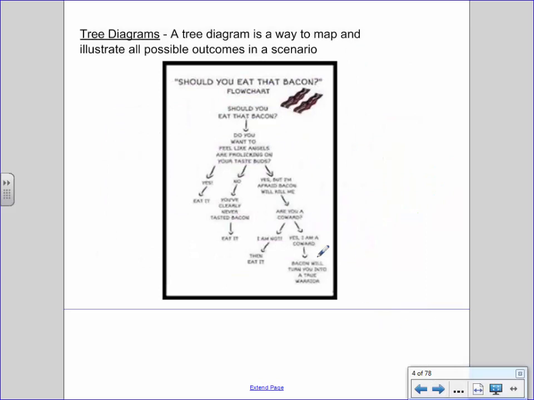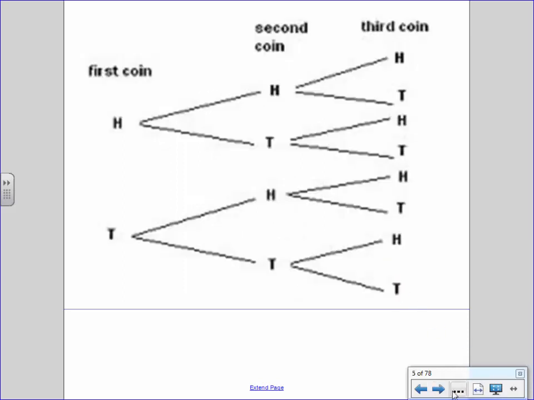I thought this one was kind of fun. It's not actually a tree diagram, but it's a flow chart. You guys have seen something like this before, right? No. Anyways, this one's funny. Here's more of a mathematical version of the same thing. It's a flow chart for math.